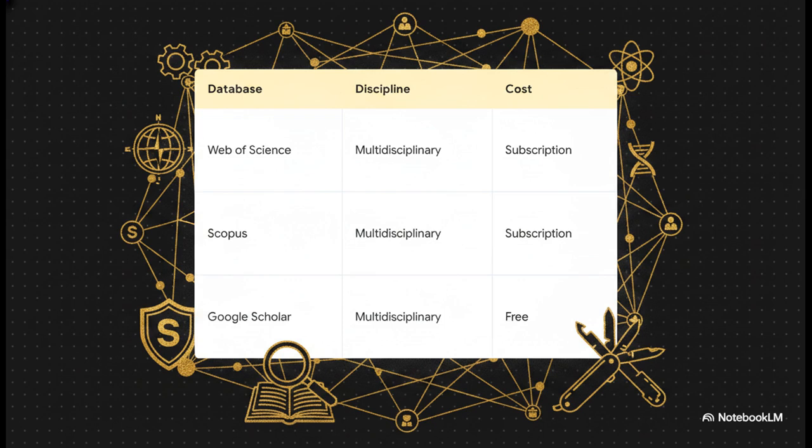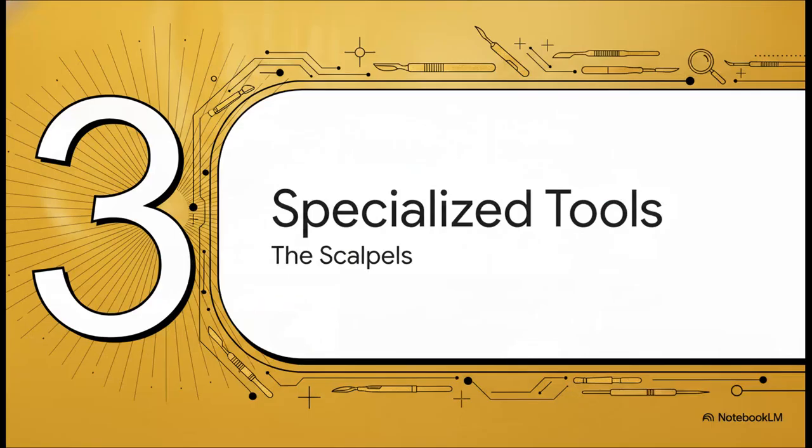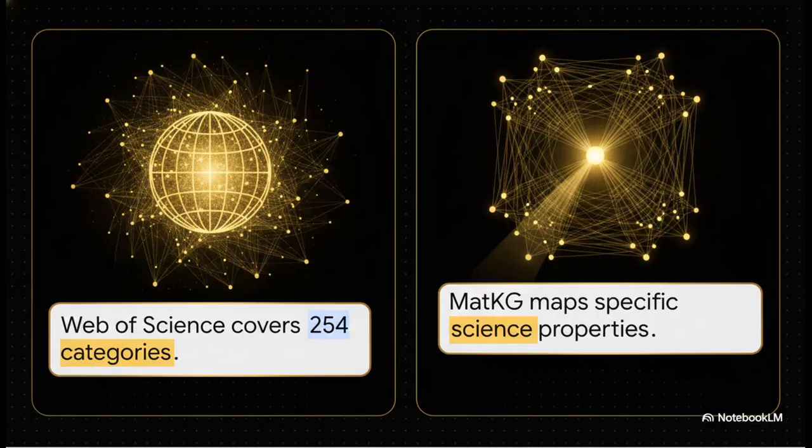But what happens when your trusty Swiss Army knife just isn't precise enough for the job? That brings us to Section 3, specialized tools, the scalpels, domain-specific depth and precision. Because here's the thing, once you cast that super wide net, you almost always hit this massive wall of noise. Broad search terms just start spitting back way too much irrelevant data, and that is exactly when you drop the Swiss Army knife and pick up a scalpel.